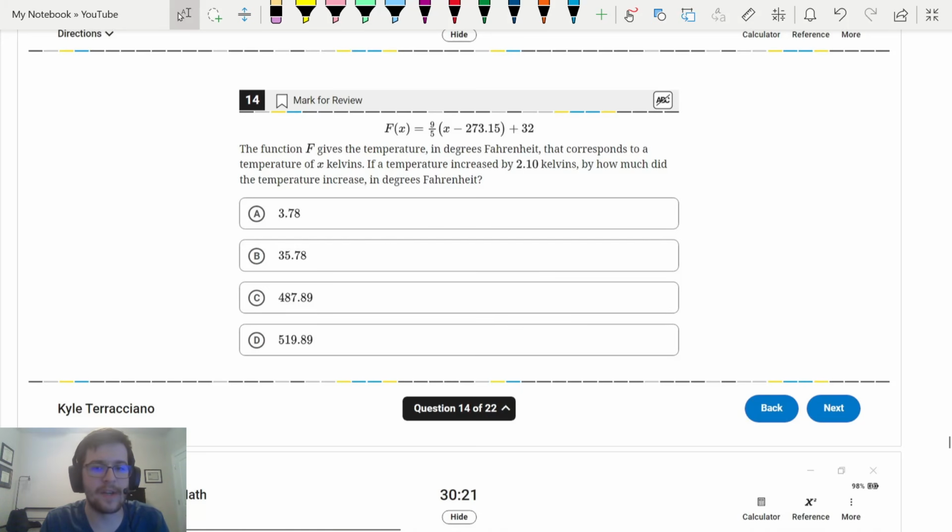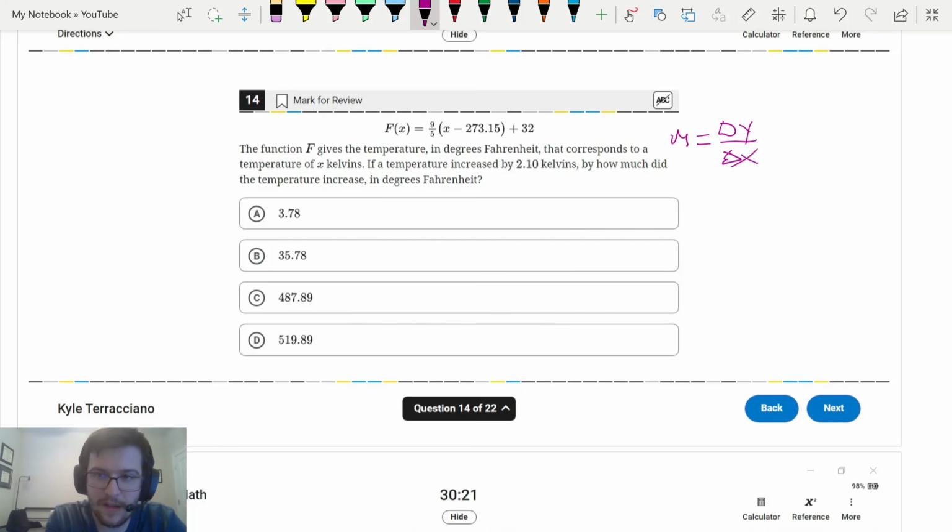Okay, this is a classic question. So I'm not going to go ahead and do it, but if you put this in slope-intercept form, you'll see that the slope is 9/5, okay? So slope is y2 minus y1, or you could write it as delta y over delta x. So change in y over change in x.